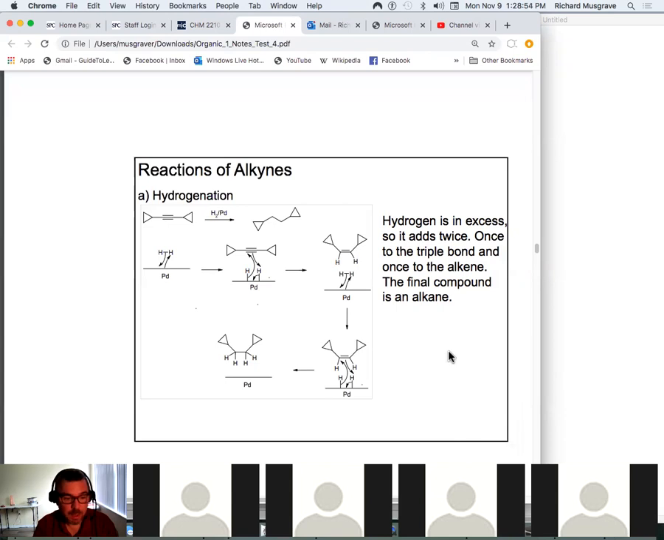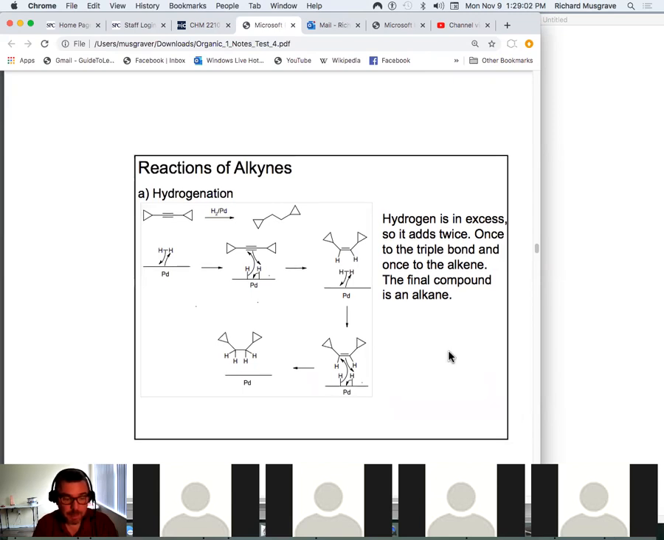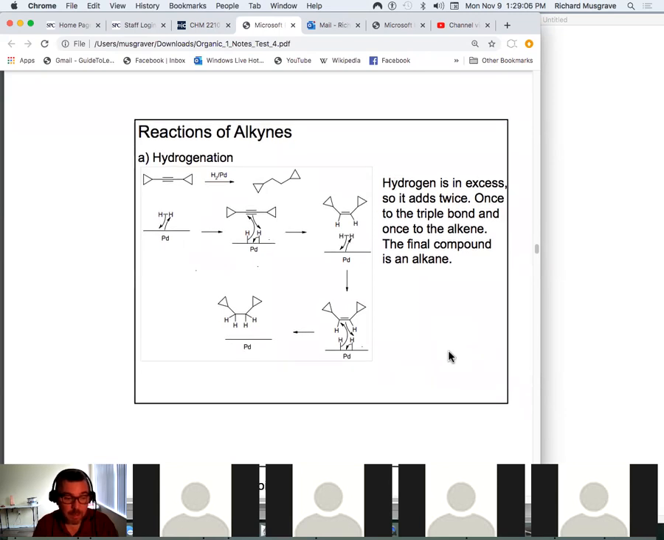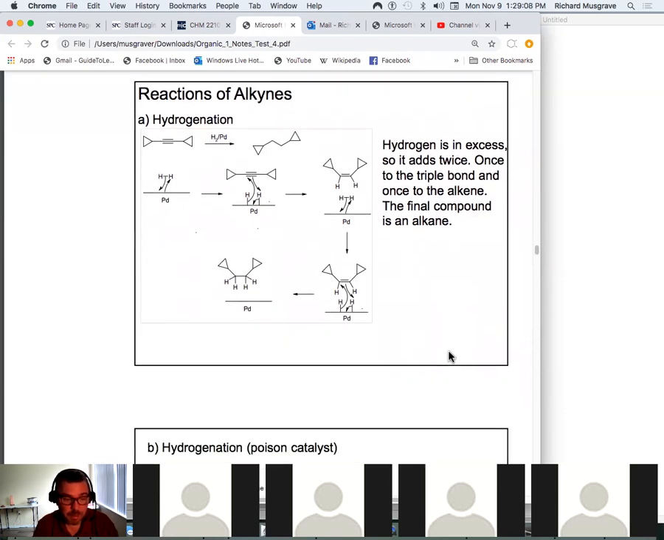Yeah, I don't want you to get too caught up on the mechanisms for these. If I'm not going through the mechanisms, it's because I believe that they're not that important, all right? Because, well, you won't be graded on it. I'm not saying the mechanisms are useless, but, you know, I'm just saying.